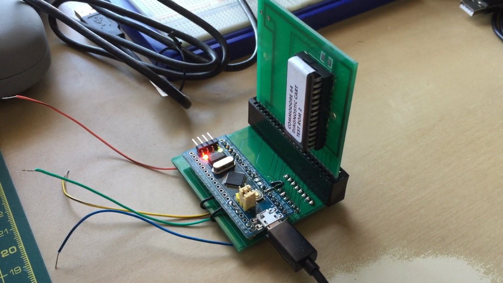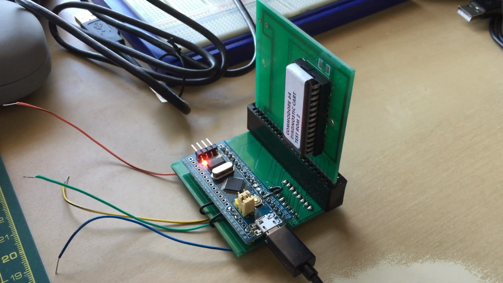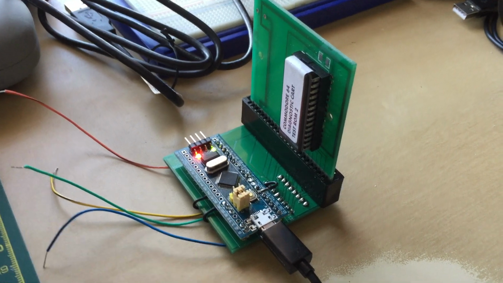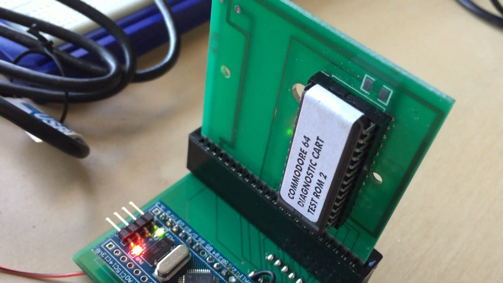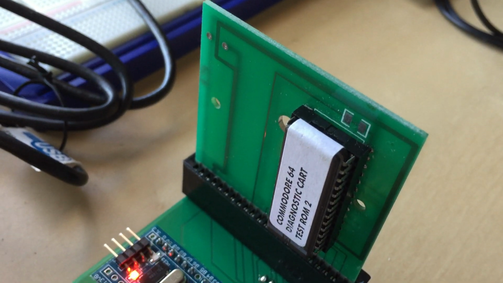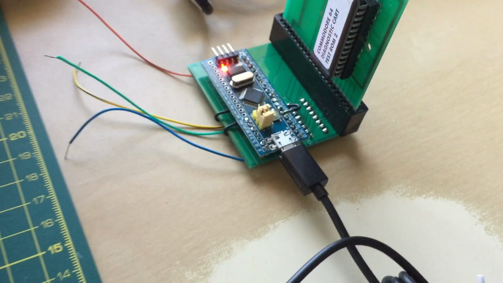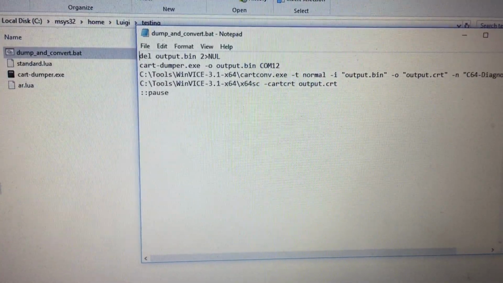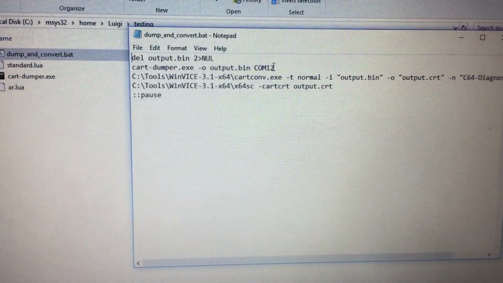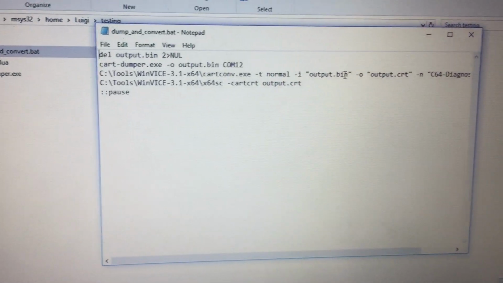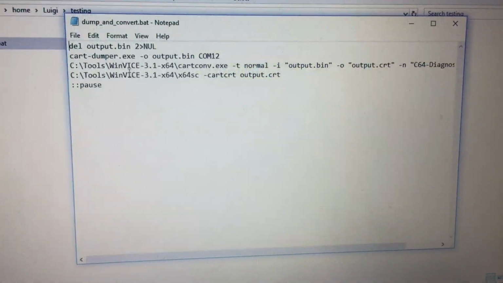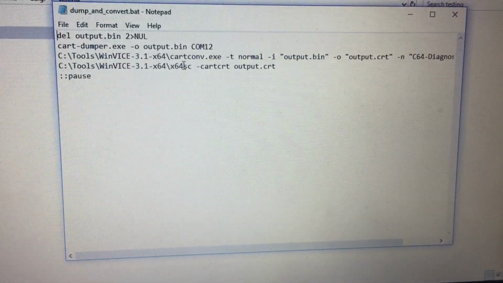As you can see, I've got the PCBs for the prototypes, so I've assembled one. I had to do a bit of patching as well, and I've got a test ROM and a development cartridge board, sort of. The device is connected to my PC with the USB cable, and I'll be running the scenario I was showing the other day, which consists in dumping the cartridge contents, converting the binary file to CRT with cartconf, and then running the CRT in Vice, the Commodore 64 emulator.